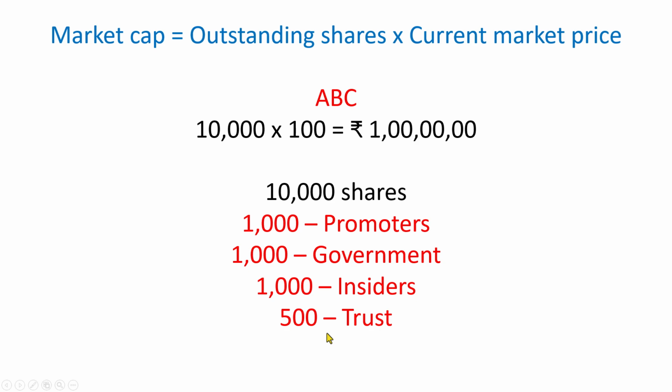And after leaving all these, the remaining 6,500 shares may be with the public. Okay? So this is just a made up example by me. Okay? So out of the 10,000 shares, this is the shareholding detail.